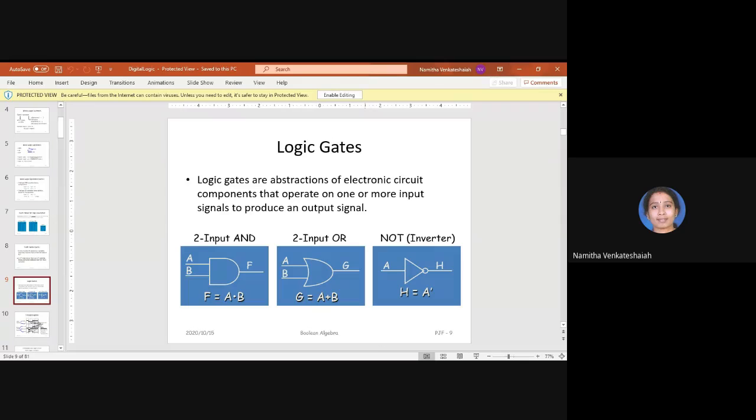Are you clear till now whatever I told students? Please reply me. Now you know the symbol of AND gate, symbol of OR gates, and symbol of NOT gate. Yes, thank you. Thanks for the reply.